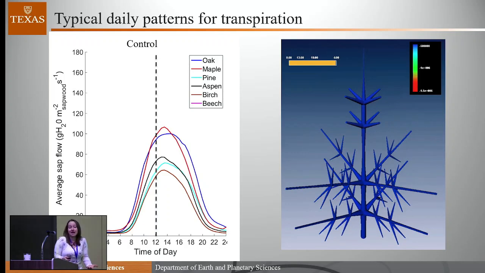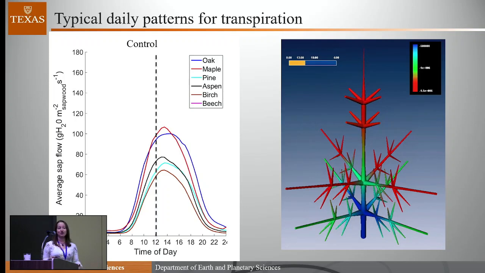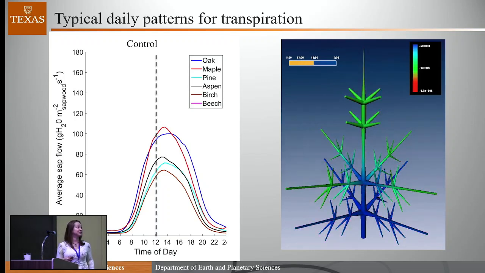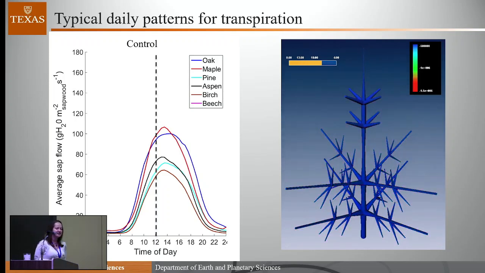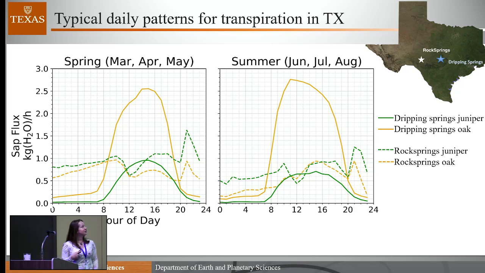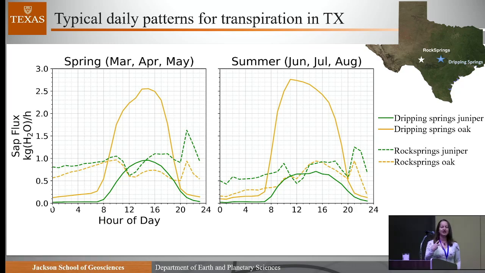It takes a long time to move water through wood, especially if you're thinking about it in Texas, where our wood tends to be pretty dense as a protection from the arid conditions. So let's get back to Texas and talk about what our Texas trees do that makes them kind of weird. This is for summers and springs, so spring being March, April, May, and summer being June, July, August, at our two different field sites.